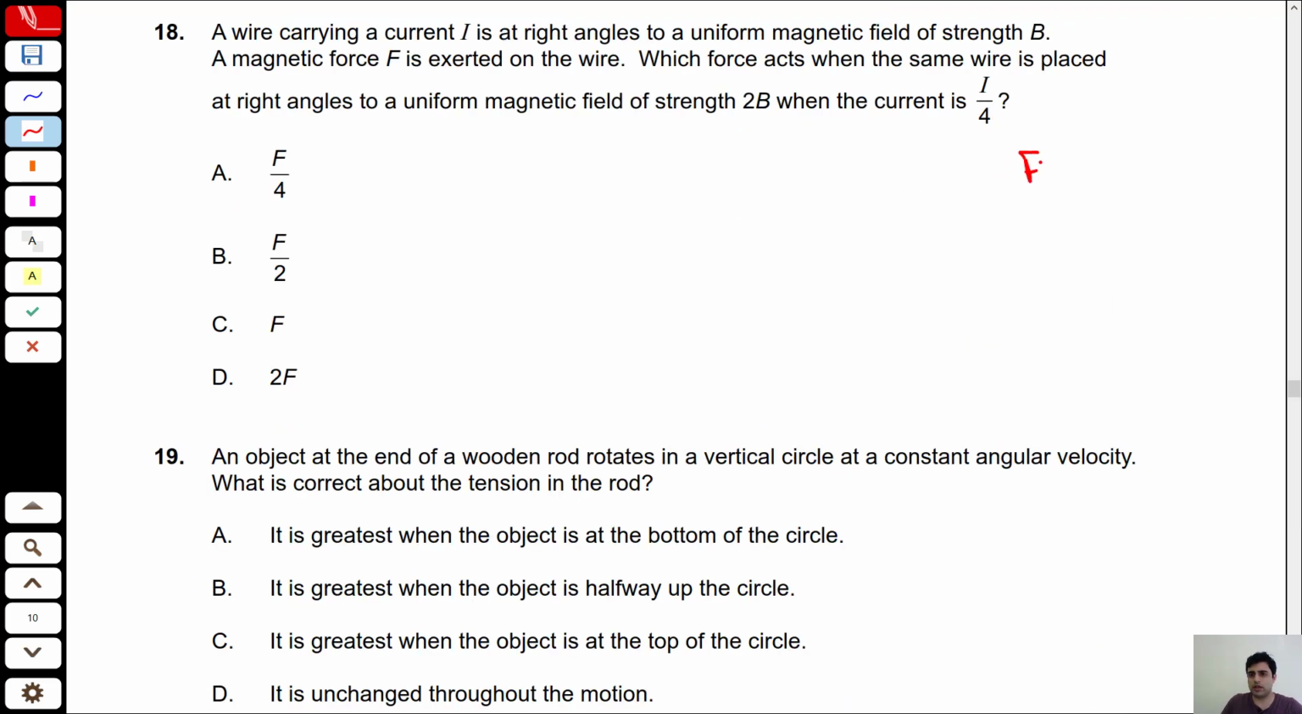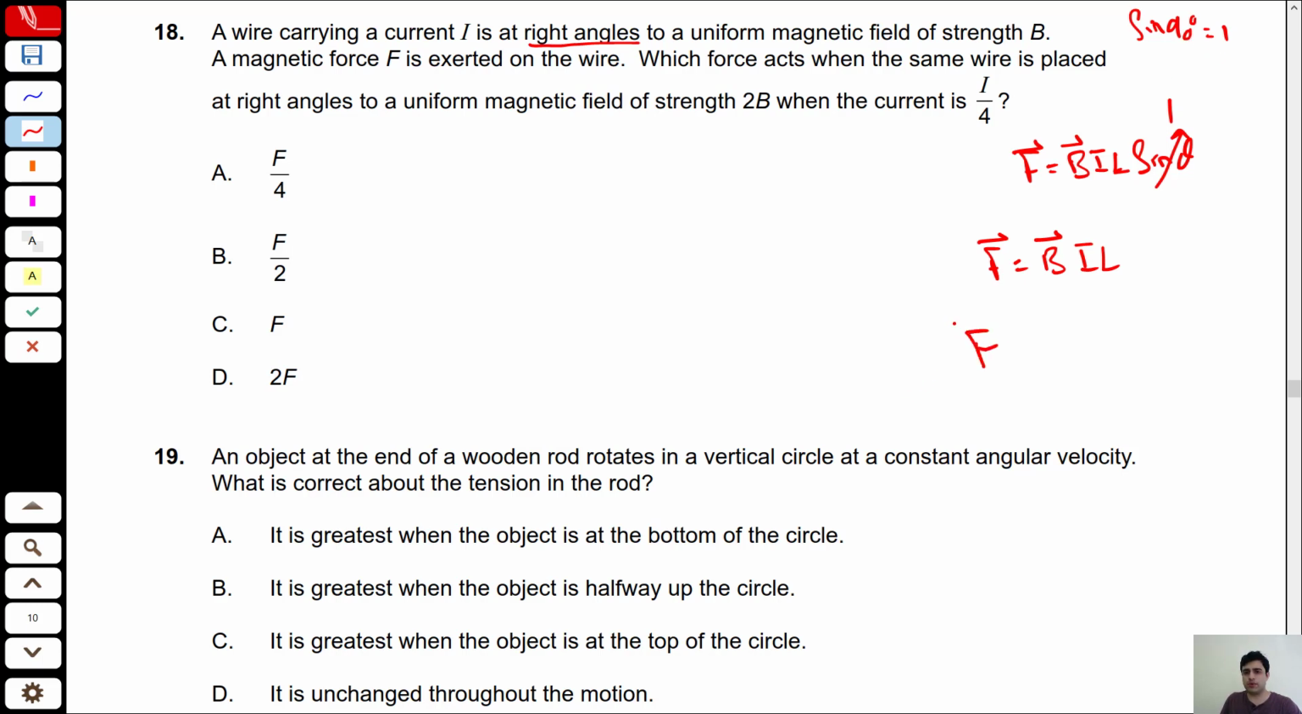So we know that the equation of interest is F equals BIL sine theta. So this is the equation that we will be using. You can see the angle is right angle. So right angle means this will be 1. Why? Because sine of 90 degrees is 1. So we can ignore this part. So here we have F equals BIL. Sine theta is equivalent to 1 because the angle is 90 degrees.